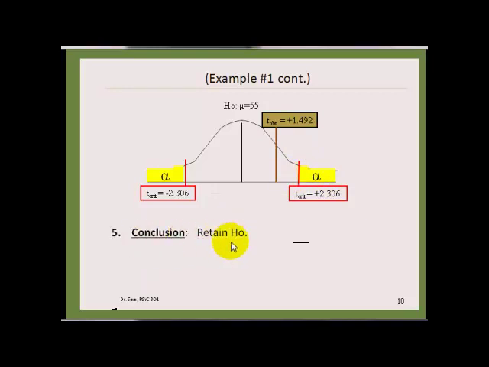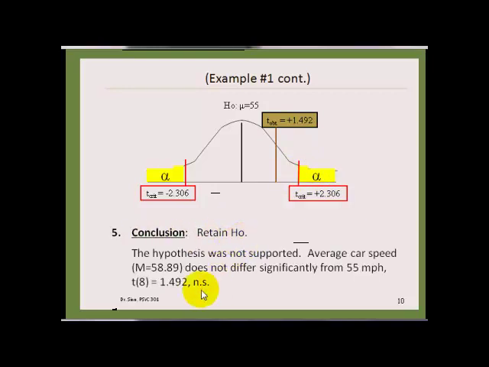So my conclusion is I retain the null, and then later you're going to learn, I shouldn't say later, soon we're going to start writing it up like this. The kind of explanation you would give is the hypothesis was not supported. Average car speed does not differ significantly from 55 miles per hour. And then t with 8 degrees of freedom is equal to whatever t obtained was. And then this last part tells me if it was significant. Here it's not, so it's N.S. for not significant.